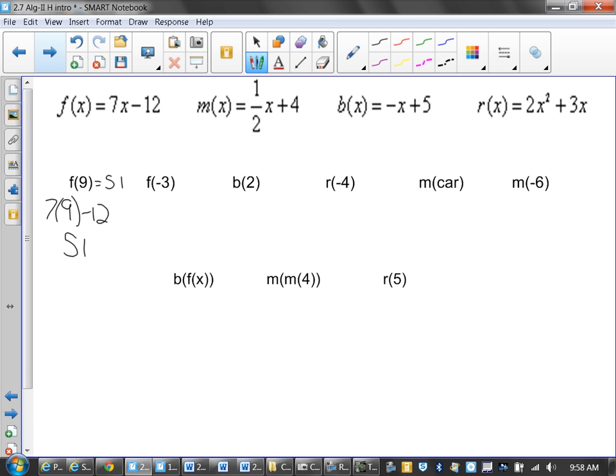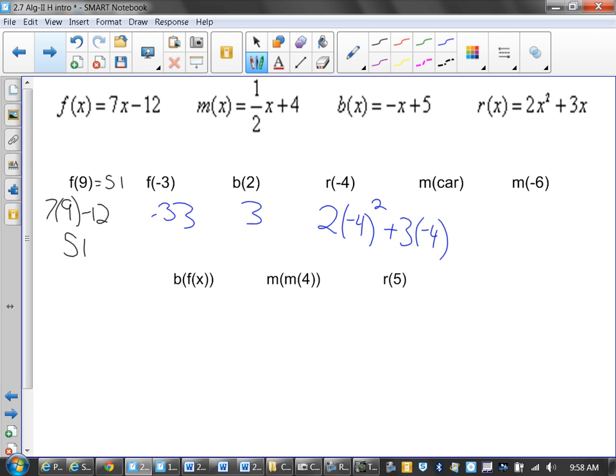Okay. B of 2. What did you guys get? 3. Good. R of -4. What are we getting? 22, 20, 20? Negative. Did we get something different? Remember, watch your signs. 2 times -4 quantity squared plus 3 times -4.